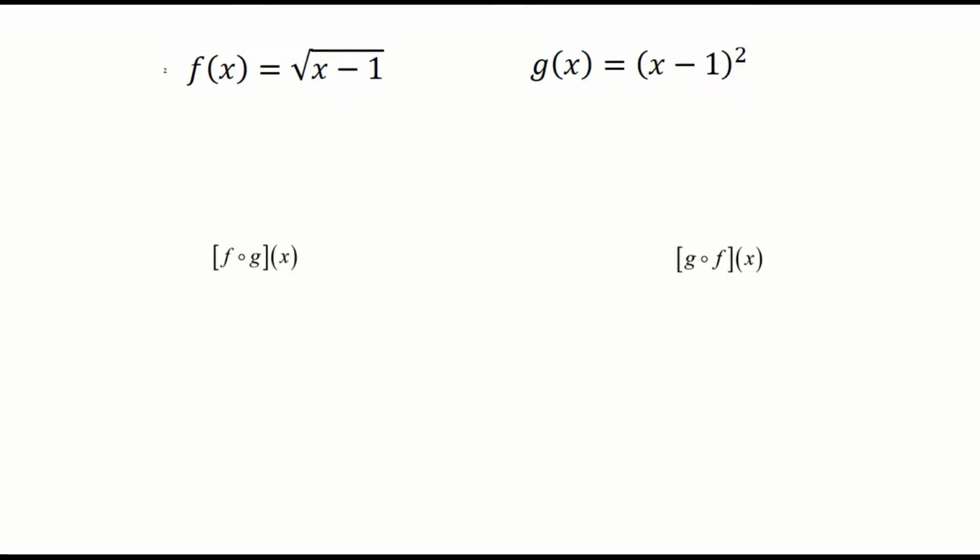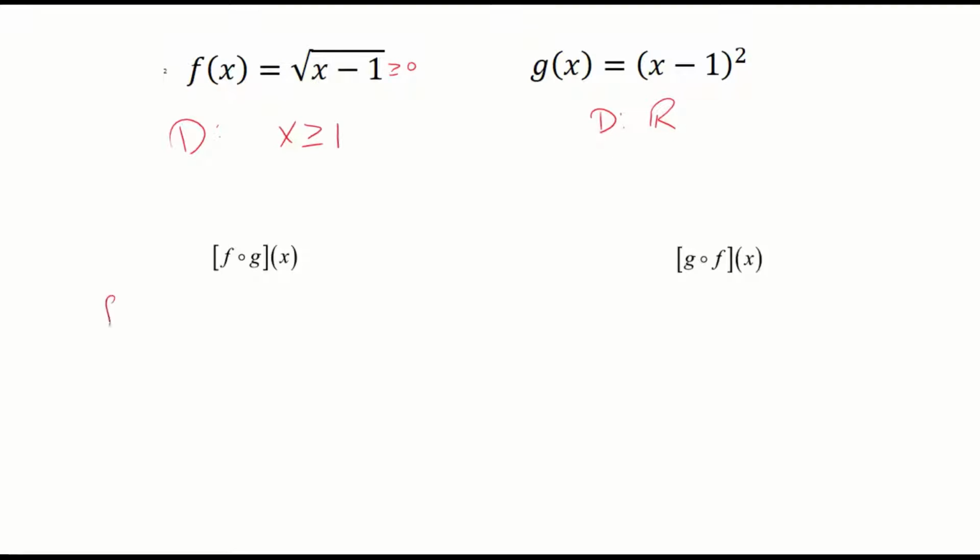Alright, so here's some more practice problems, right? So function f, we have to restrict the domain so that it's greater than or equal to 0, which means that x has to be greater than or equal to 1. That's my domain here. The function g, my second function, is a parabola that's just shifted to the right by 1, so there are no restrictions, right? So it's all real numbers.